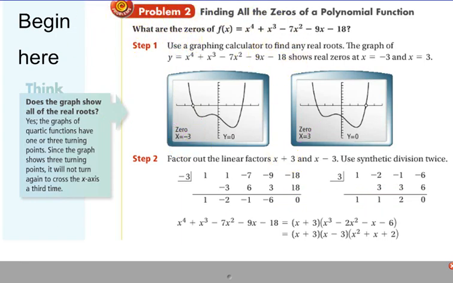So problem 2 of 5-6, and excuse me, there's one of these on your test, and the only one out of the section that's on your test, so that's all I'm going to go over right here. Finding all the zeros of a polynomial function. What are the solutions of f of x equals x to the 4th plus x cubed minus 7x squared minus 9x minus 18? So what we're going to do now is use a graphing calculator.